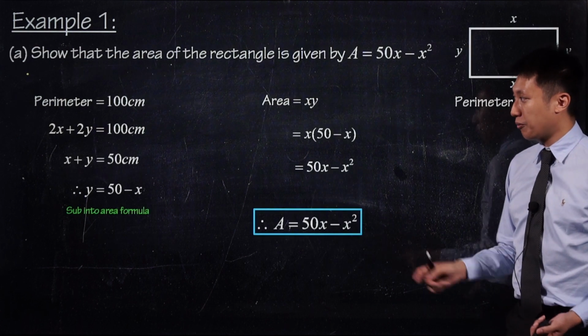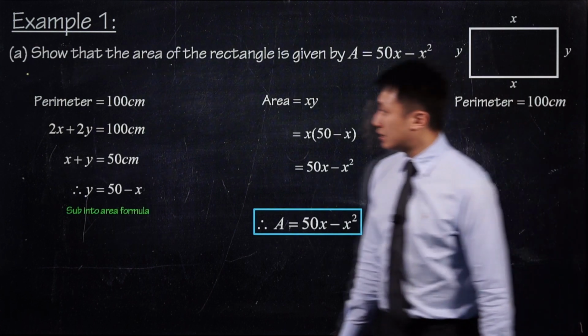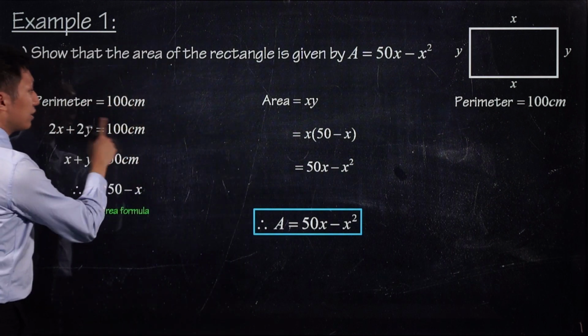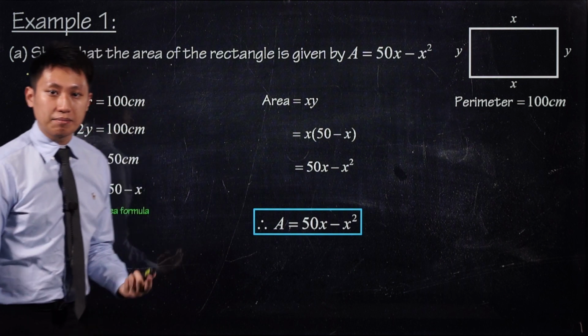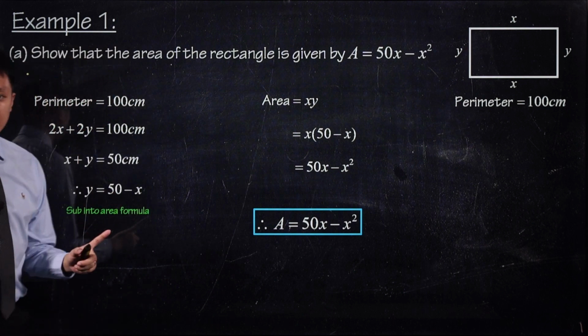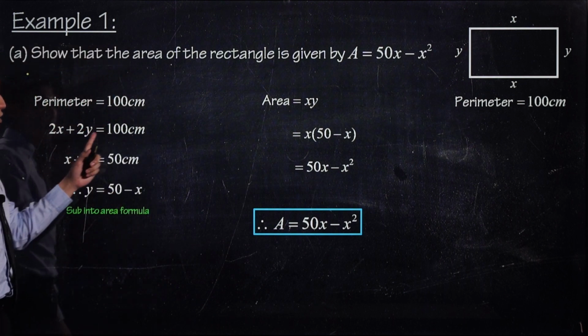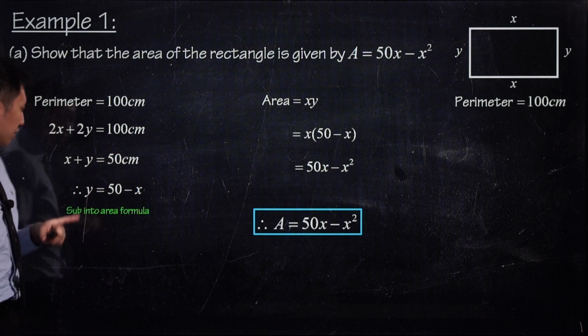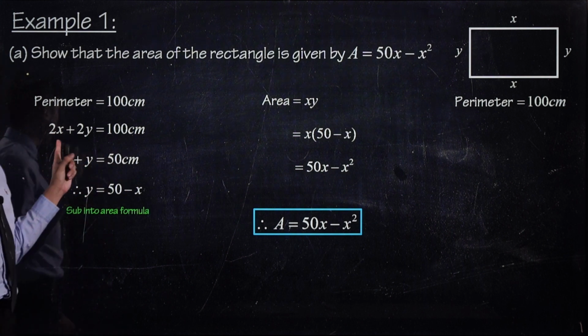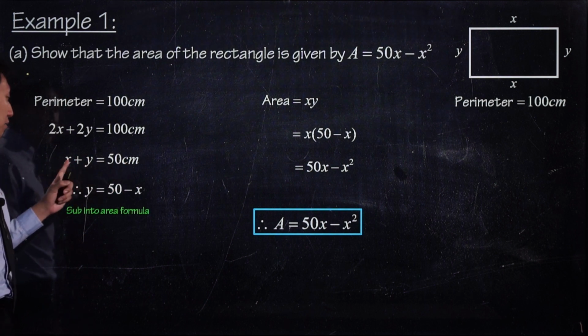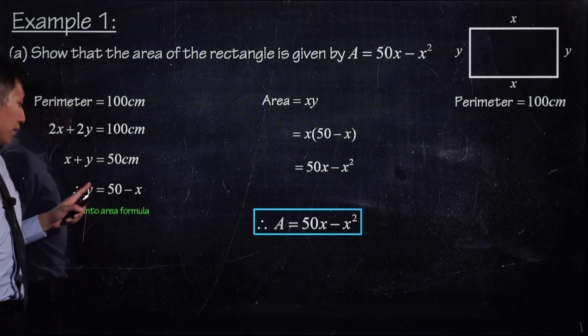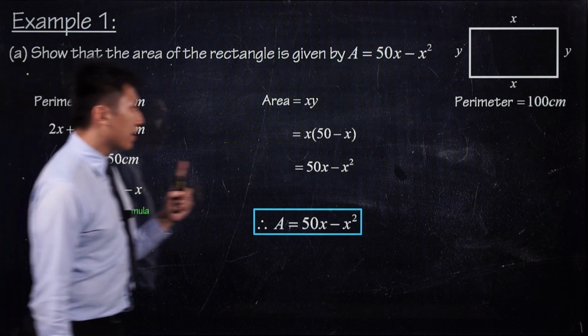Now let's say the perimeter here is given as a total of 100 cm. That's given already. Then 2x plus 2y is equal to 100, correct? So you see x and y both have coefficient 2. So I cancel them off, and I get x plus y equal to 50.